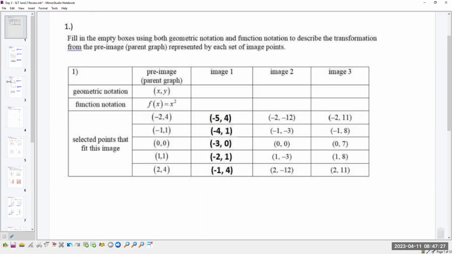Okay, when we look at the pre-image, we notice it's a parabola, it's x squared. And so when I look at image 1, I notice that the y values are the same. So this is not a transformation on y, but I do notice that all these x values have been decreased by 3. So what has happened, because it's been decreased by 3, is that it's actually moved 1, 2, 3 units to the left.